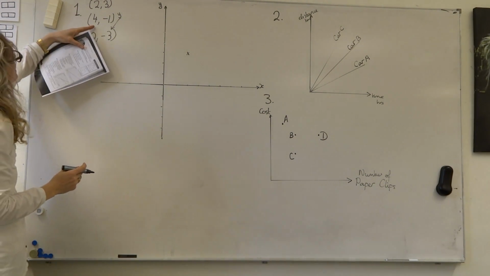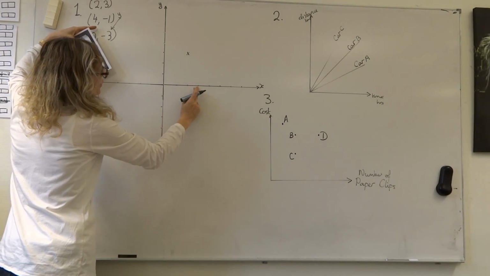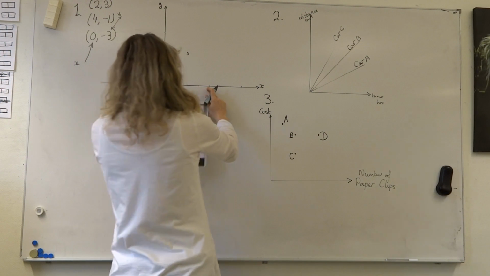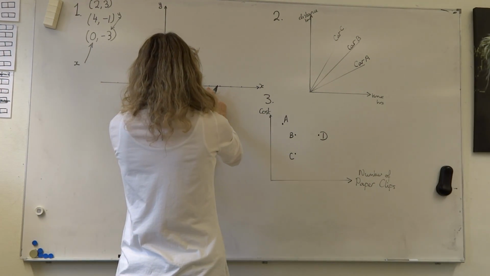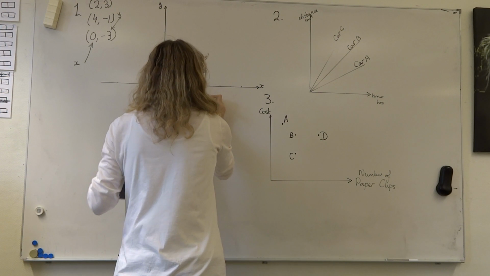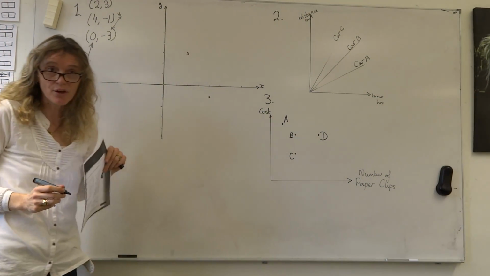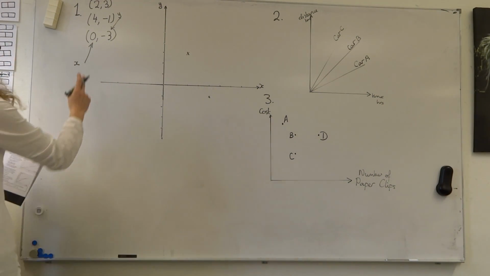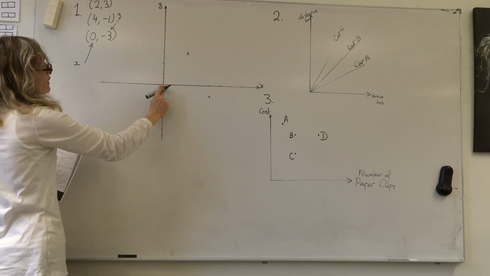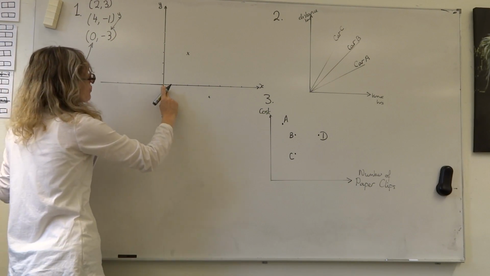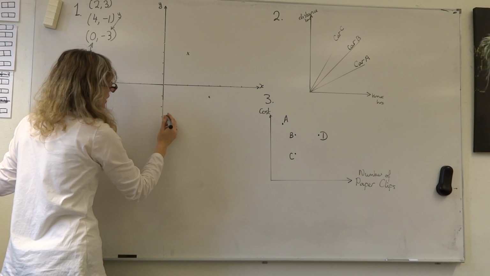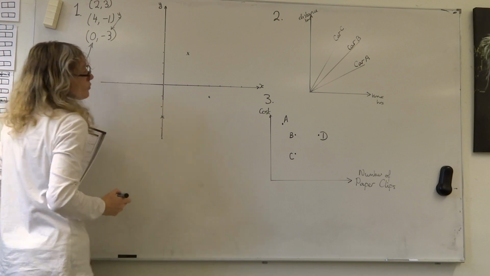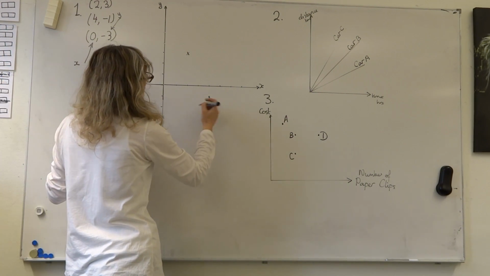The next point is 4 along, 1, 2, 3, 4, and -1 down, which will give us a point here. So that's another corner of our square. Then we have the point 0, so we're in the middle here, and then -3: 1, 2, 3, -3. So we can now see 3 coordinates of our square.